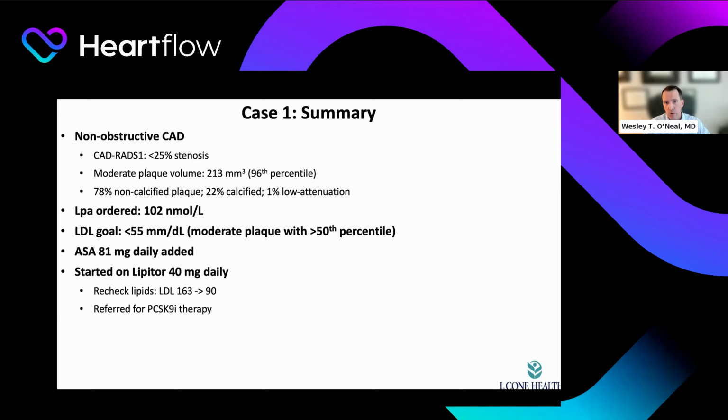But really, this case walks you through, from a good preventive approach, how to apply the risk score that you get from the plaque analysis, and how to use the information from the DECIDE registry to really tailor your preventive approach for the patients that you'll see from the next generation algorithm.